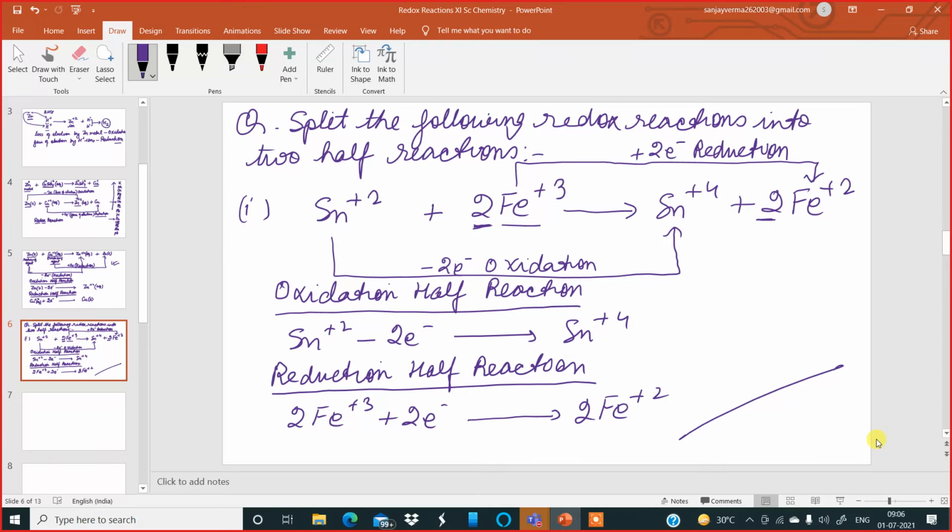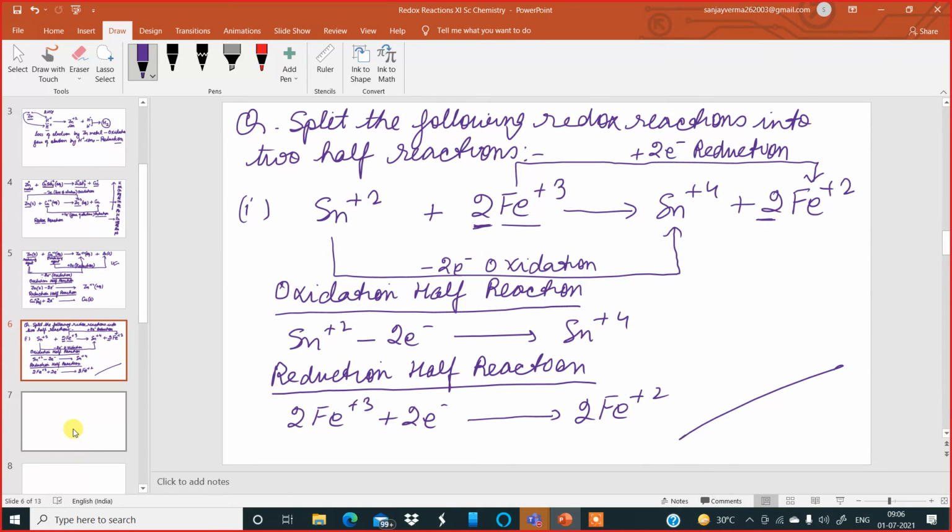Yes or no? Anybody? Both are getting it? Yes, very good. I'm happy with that. Since there is a yes from the other side, I'm very happy with that. Okay. Is that clear? Good.